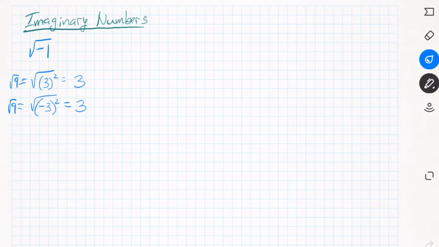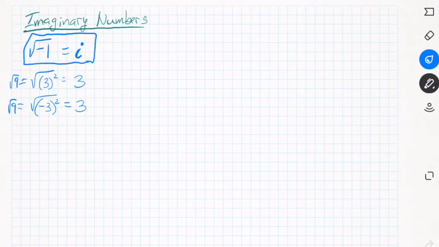So they had to come up with a way of dealing with these square roots of negative 1 because they kept cropping up in their work. So what they did was they just gave it a letter, and they said, let's let the square root of negative 1 equal this i, and we'll call this i an imaginary number. Definitely not real. Okay, so this is the definition of what an imaginary number is.